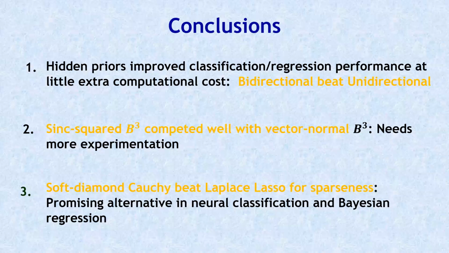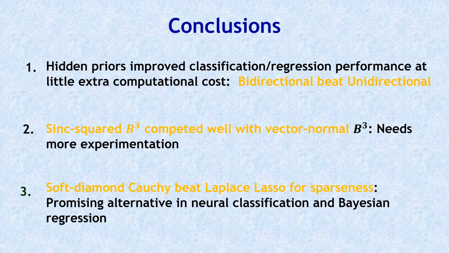In conclusion, we found that hidden priors improve both classification and regression performance at very little extra cost. And in general, as we found in other cases, that bidirectional performance outperforms unidirectional. The new findings with the new PDF, the Sinc-Squared PDF, in the case of Bayesian bidirectional backpropagation, it outperformed vector normal, needs a lot more experimentation, both in the neural case and more generally in the case of Bayesian regression. And the other finding is that the soft diamond Cauchy performed well and beat the popular Laplacian Lasso for sparseness.